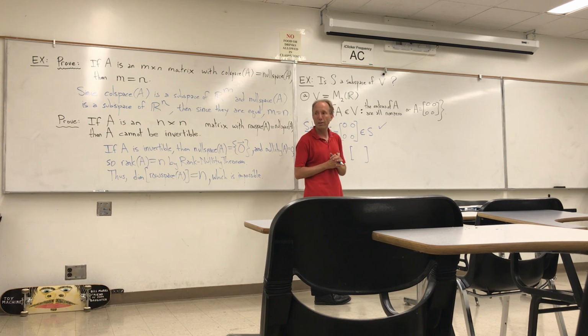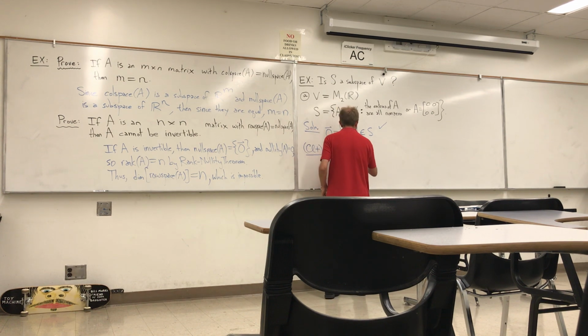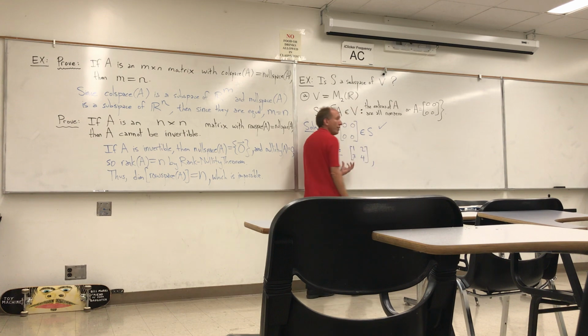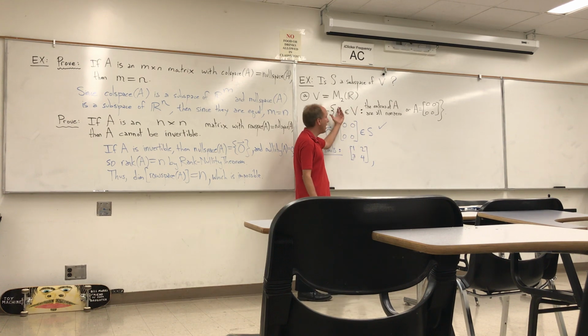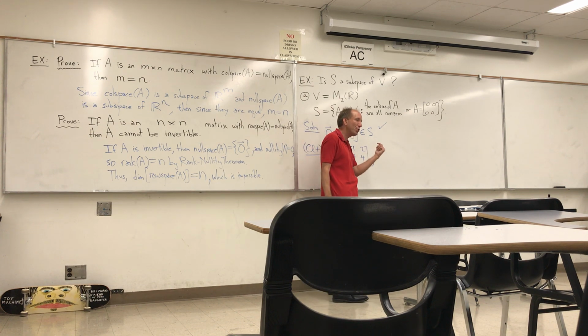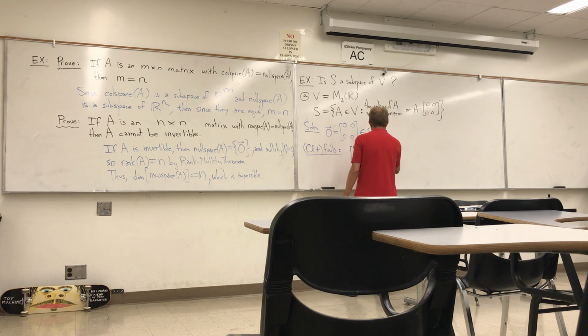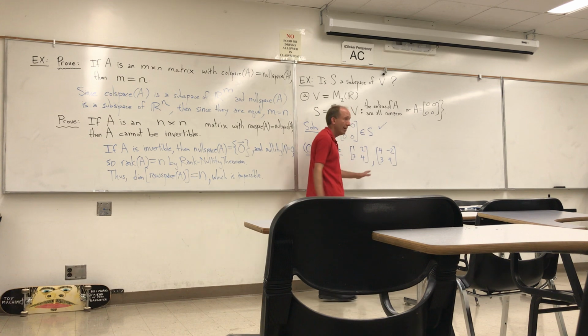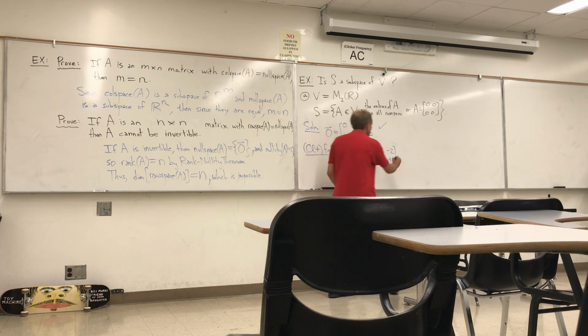A equals 1, 2, 3, 4. Excellent. So we take 1, 2, 3, 4. That is definitely in S. Okay. Can somebody give me another matrix that would also be in S, such that after you add it to this one, the result is not in S? 4, negative 2, 3, 9. Excellent. Let's try it. So there's a matrix, there's a matrix. These are both in S.